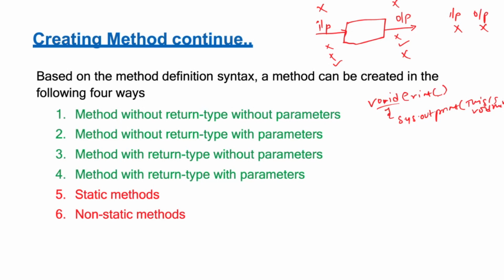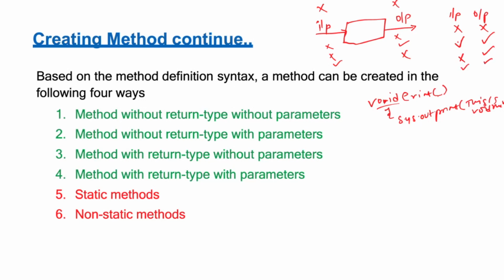The second method is a method with a return type. There will be a return type, meaning output will be there, but without any particular parameter values. This is the parameter value. So the next one is a method with a return type and without parameters. With the return type, output will be there, and without parameter values, no input will be there. The next one is a method with a return type and with parameters.